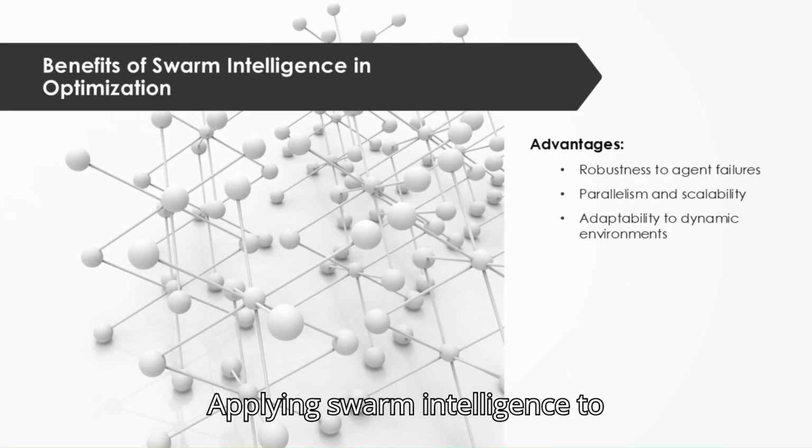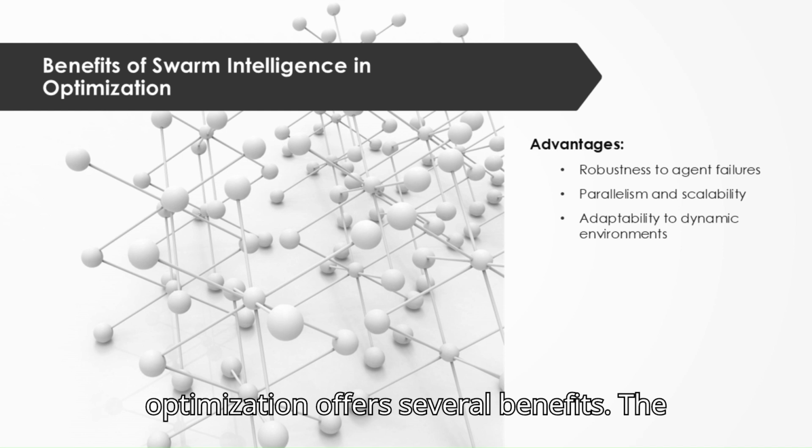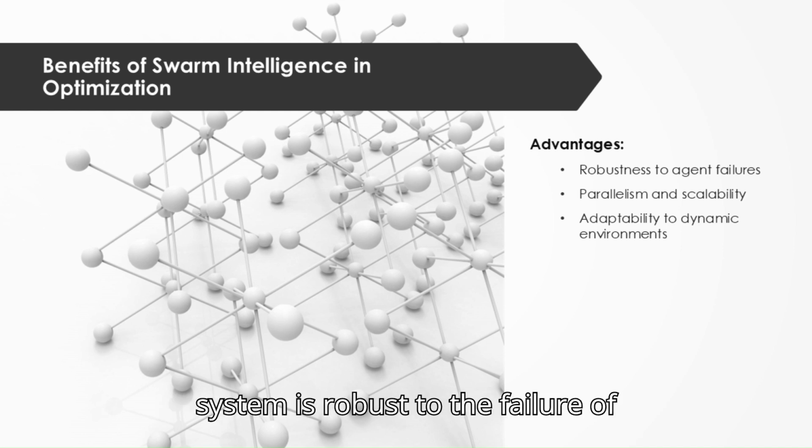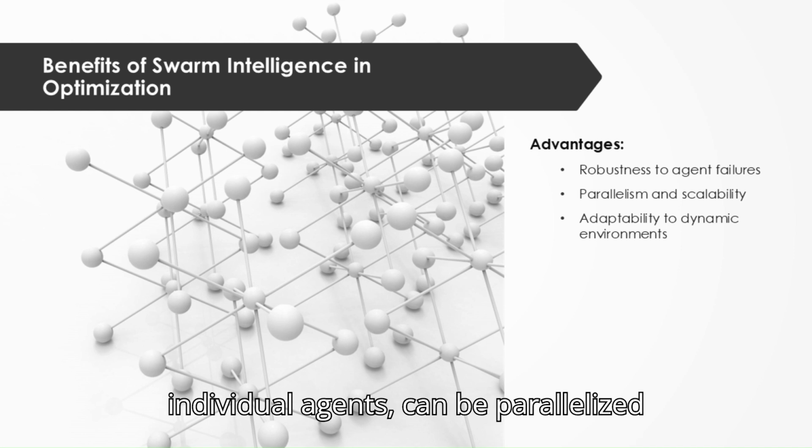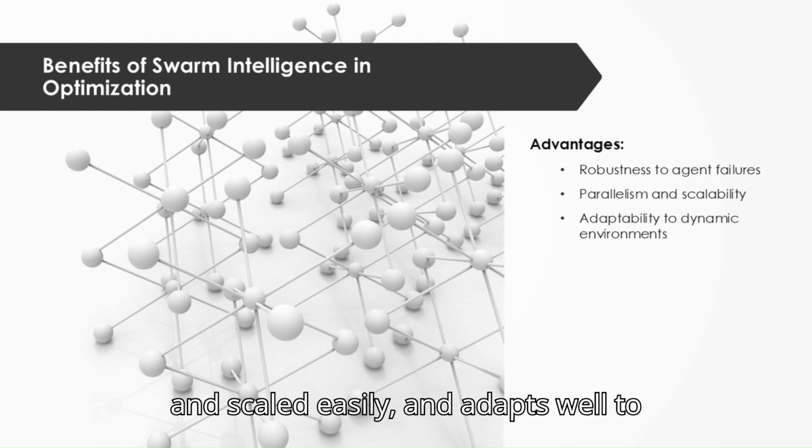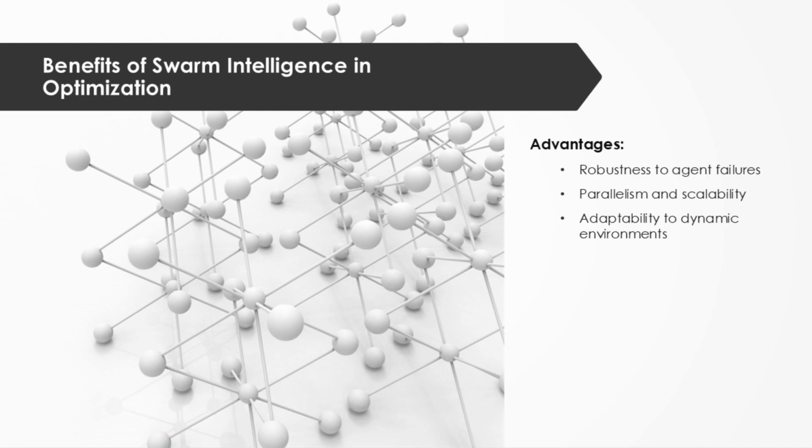Applying swarm intelligence to optimization offers several benefits. The system is robust to the failure of individual agents, can be parallelized and scaled easily, and adapts well to changes in dynamic environments.